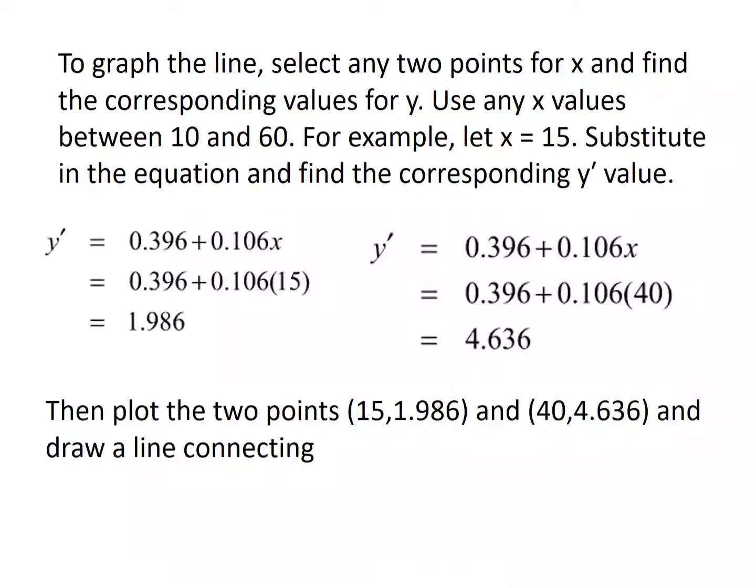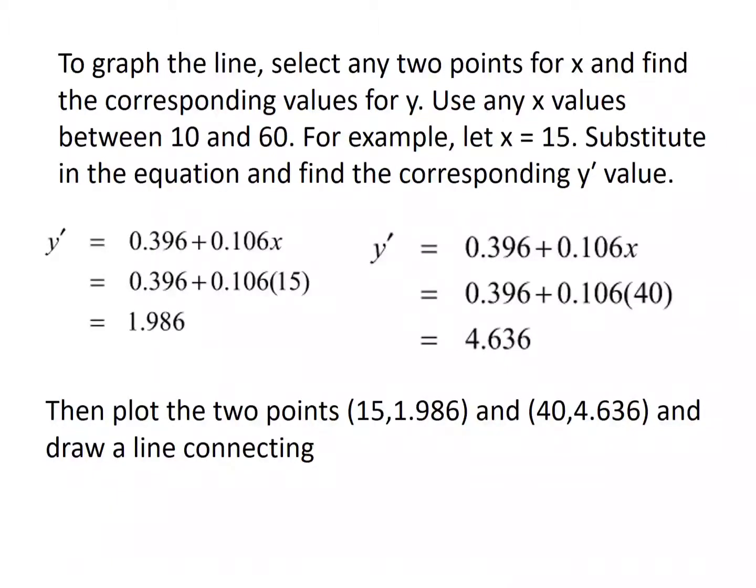To graph the line, select any 2 points for x and find the corresponding values for y. Use any x values between 10 and 60. The reason for that is because the max number is 63. The lowest number is roughly, if I remember correctly, I think it was 3. So just pick a number between 10 and 60, between the two endpoints. Any two numbers, it does not matter what they are.